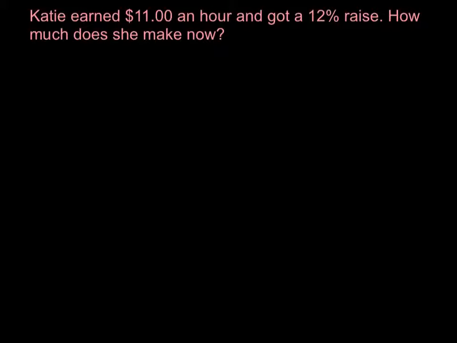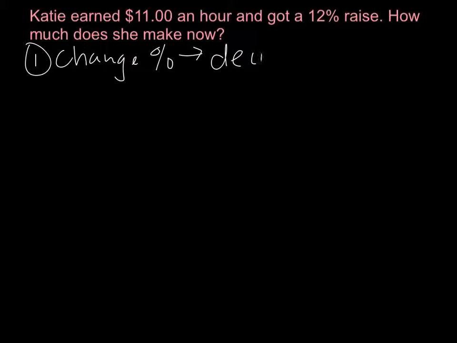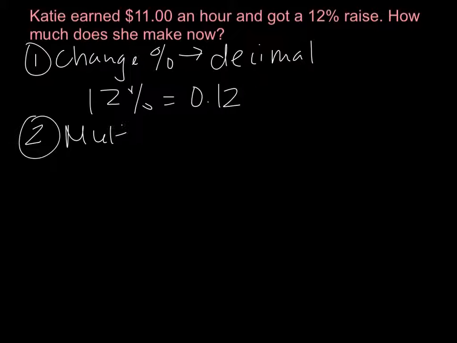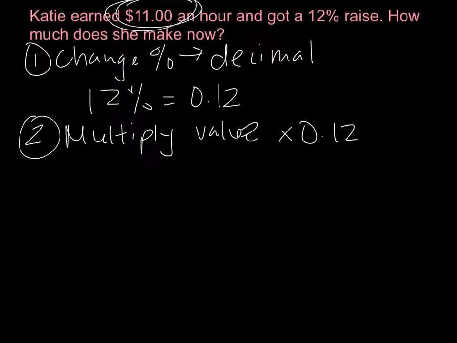This next type of problem is a little different than the last. This one says Katie earned $11 an hour and got a 12% raise. How much does she make now? So in this one, our first step is to change the percent to a decimal. So 12% as a decimal is 0.12. Our second step is to multiply the value, which in this case is $11, times the decimal, which is 0.12.